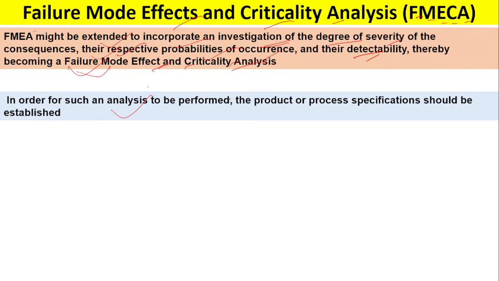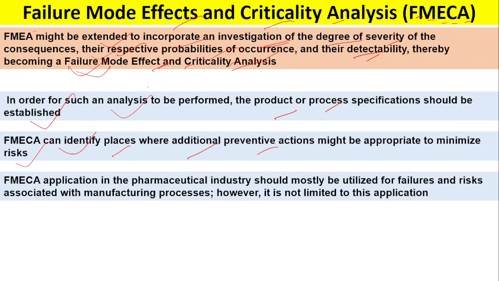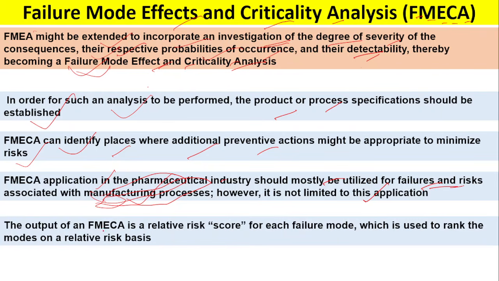In order for such an analysis to be performed, the product or process specifications should be established. FMECA can identify places where additional preventive actions might be appropriate to minimize the risks. FMECA application in the pharmaceutical industry should mostly be utilized for failures and risks associated with manufacturing processes. However, it is not limited to this application. The output of FMECA is a relative risk score for each failure mode, which is used to rank modes on a relative risk basis.